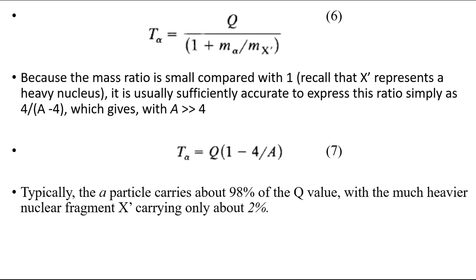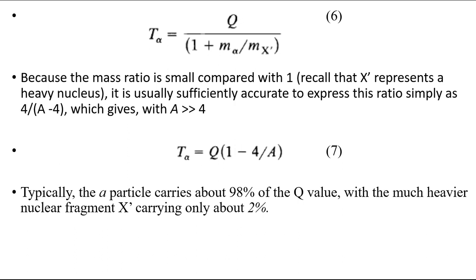This equation number 6 tells us about the kinetic energy of the alpha particle, which is equal to Q over 1 plus m alpha over mx prime. This means that T alpha, the kinetic energy of the alpha particle, is not exactly equal to Q, but it will be less than Q, because in the denominator we have m alpha over mx prime, which is some number added to 1, so we have T alpha less than Q.